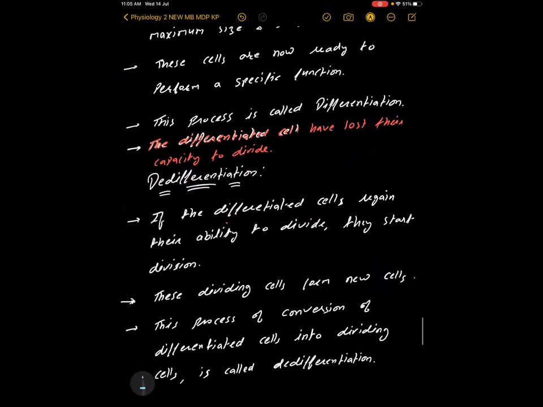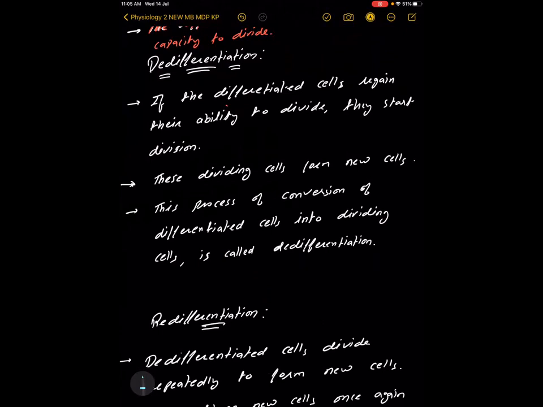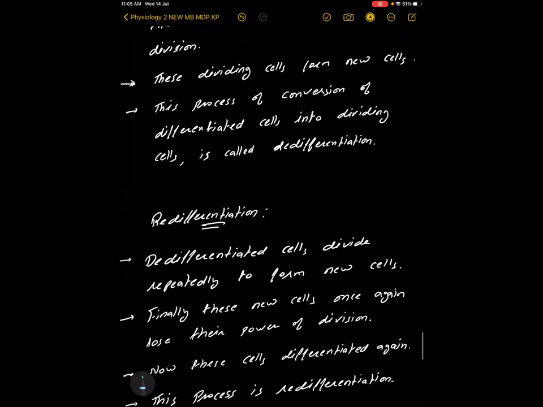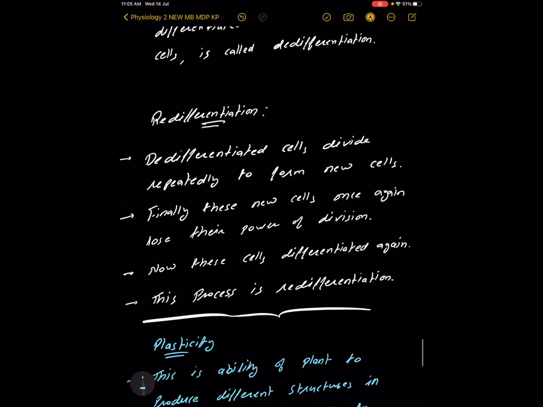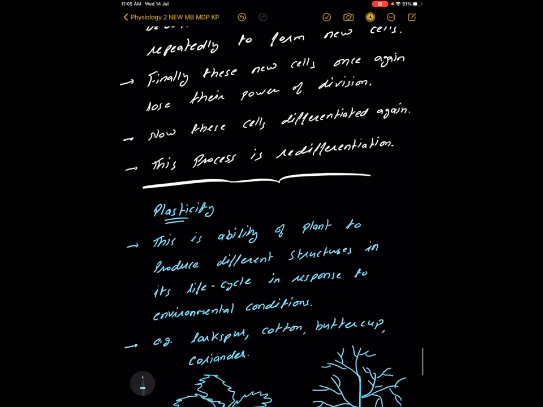Okay. De-differentiation: occasionally these primary permanent tissues start division. Generally they do not divide, they have no nature of division. But under certain conditions, they start division. So this is called de-differentiation, or in other words, breaking of differentiation. Now redifferentiation: these de-differentiated cells which are dividing form new cells, and these new cells again are differentiated into secondary permanent tissue. So that is called redifferentiation.